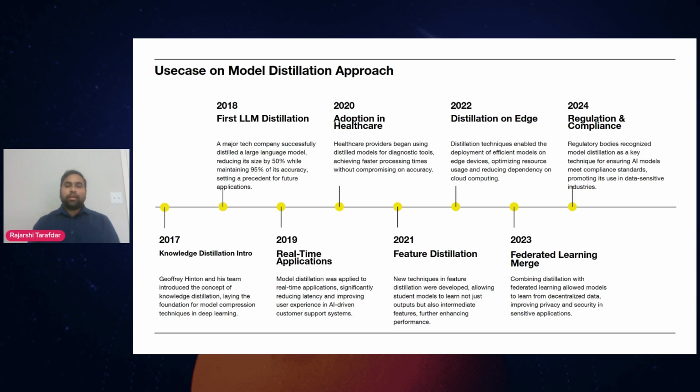We are currently dealing with a large amount of data, and it's essential to maintain the value of that data in terms of privacy. So regulation and compliance bodies recognize this model distillation. It is for maintaining a standard in terms of security.